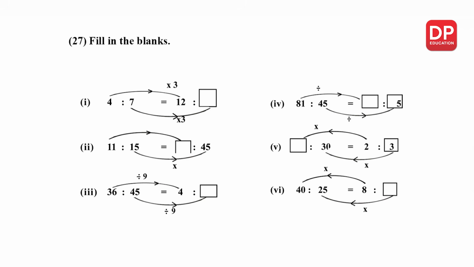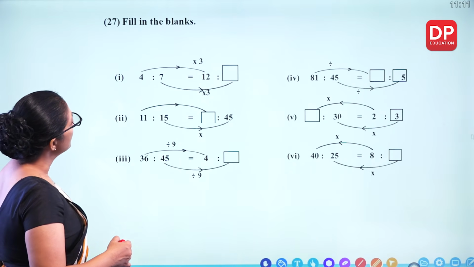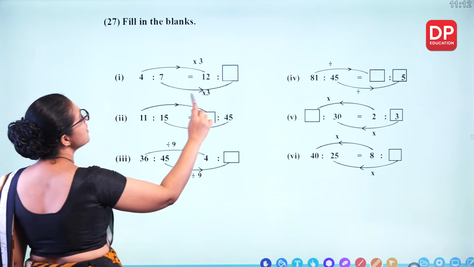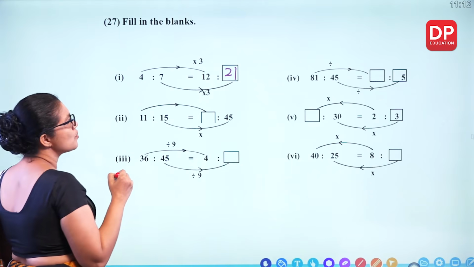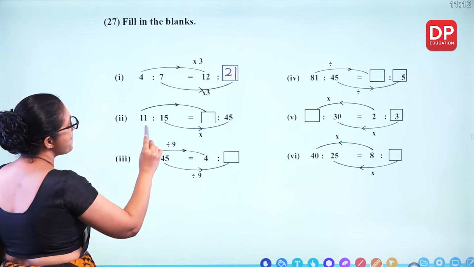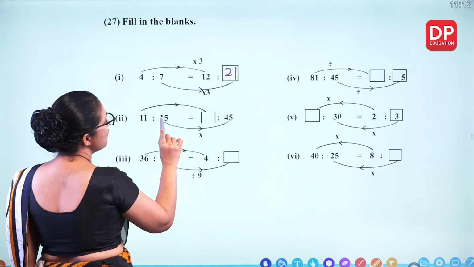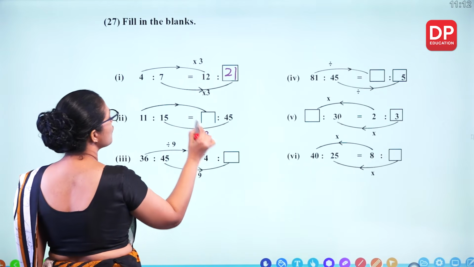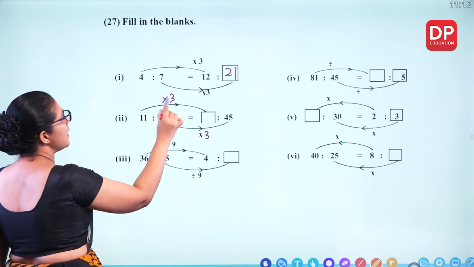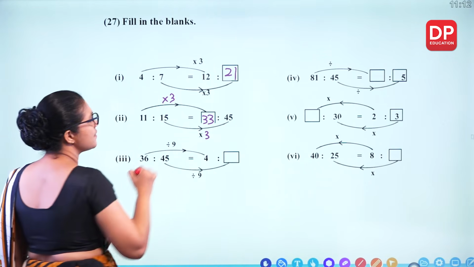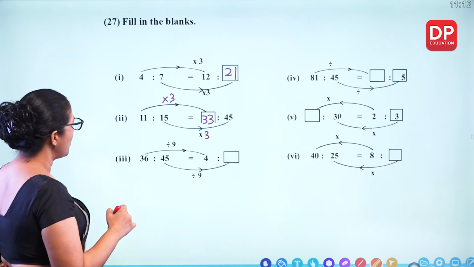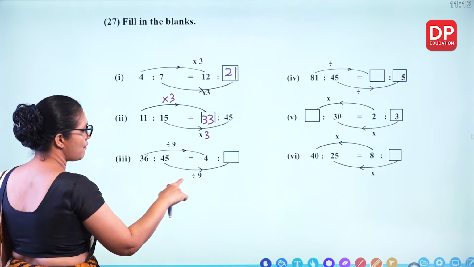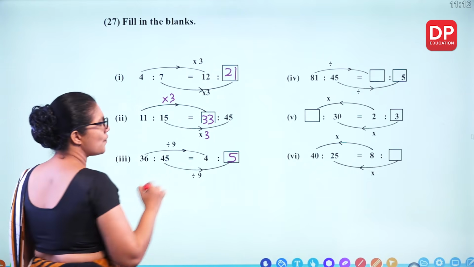Fill in the blanks. 4 to 7 given. So here equivalent ratios, multiply by 3. So you do the same thing. 7 times 3, 21. Here 11, here 15 to 45. Multiply by 3. So you do the same thing here. 11 times 3, 33. How you get this one? 36 divided by 9, you get 4. 45 divided by 9, that's 5.